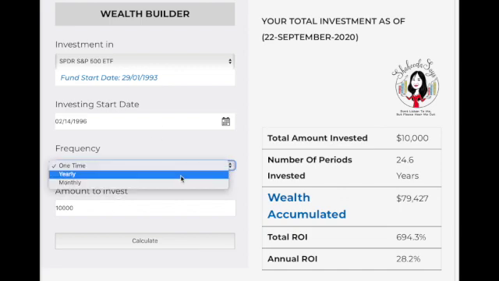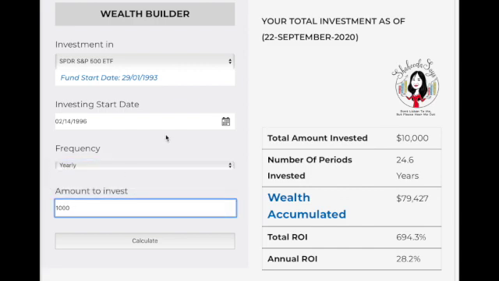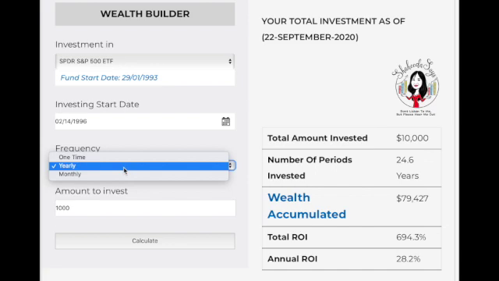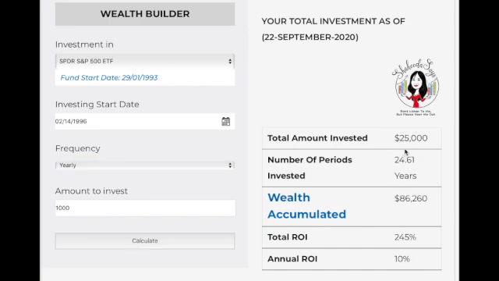So this is wonderful. However, not every young parent would be able to invest $10,000 in lump sum. Let's say your parents still love you and they decided to instead invest yearly, so I'm choosing yearly, and on your birthday they kept investing $1,000 in this fund for you. In this case, let's see, overall they would have put away $25,000 and it would be worth $86,000 today, with an annual return of about 10%.